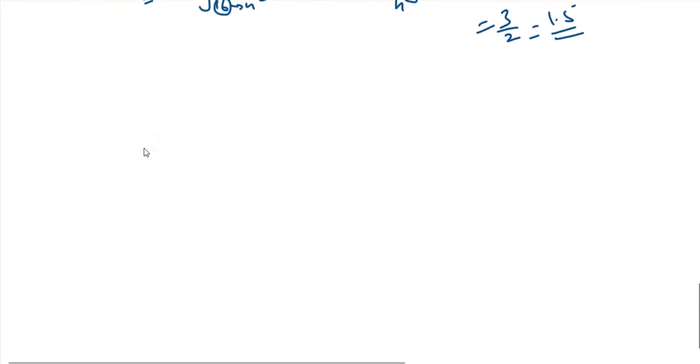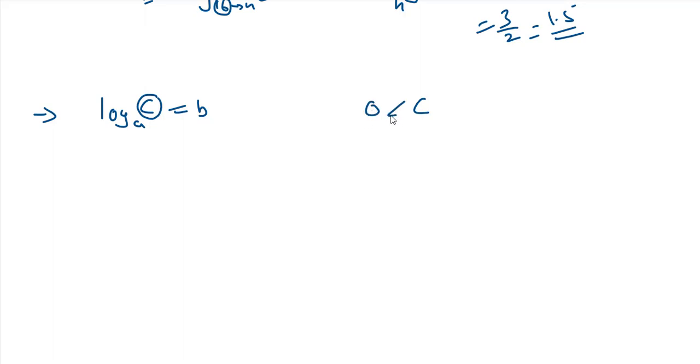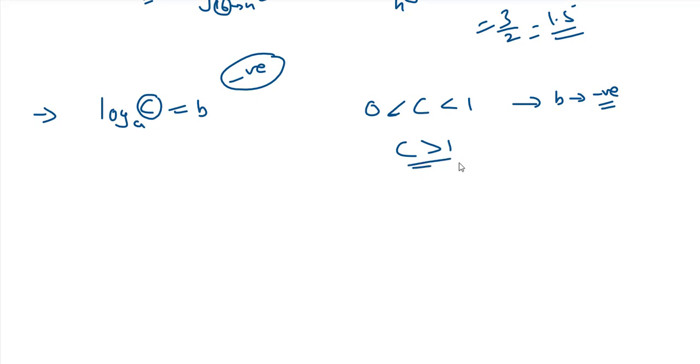Now coming back to our original equation of logarithm. So we had log c to the base a equal to b. Now the value of c, as we have discussed, has to be greater than 0. Log of a negative number is not defined. And if this value of c is greater than 0 and less than 1, then b will be negative. That means log of any number between 0 and 1 will be negative. And if this value of c is greater than 1, then the value of b will be positive. That means log of any number greater than 1 will be a positive value.